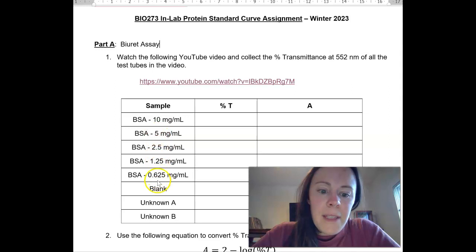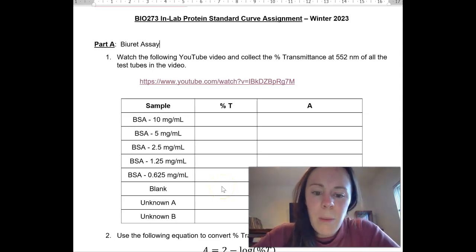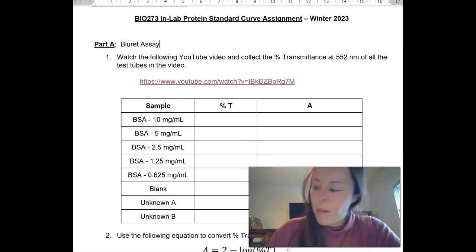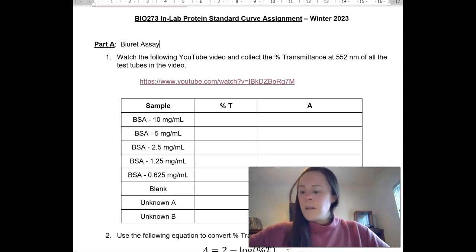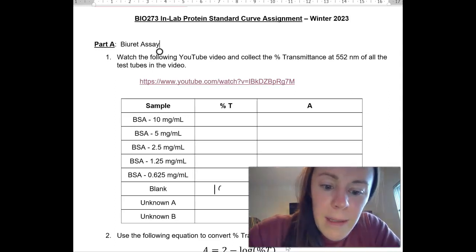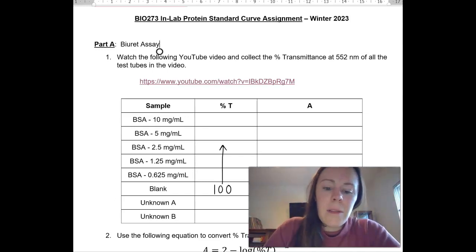So you'll see 5 standards that have been prepared, and the absorbance will be measured using the spectrophotometer. You guys are going to record in the table %T and calculate absorbance using 2 minus log of %T. So you'll notice that he begins with the blank. You're going to start with the blank as 100% T and then record the %T for each of those standards. Okay, then he'll show the %T for the unknowns.